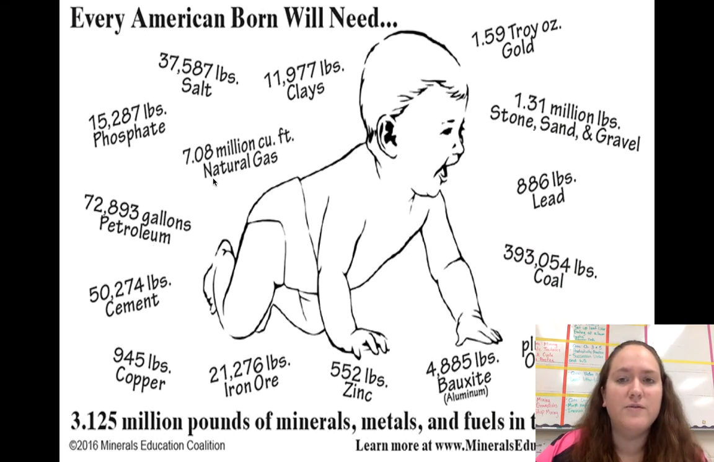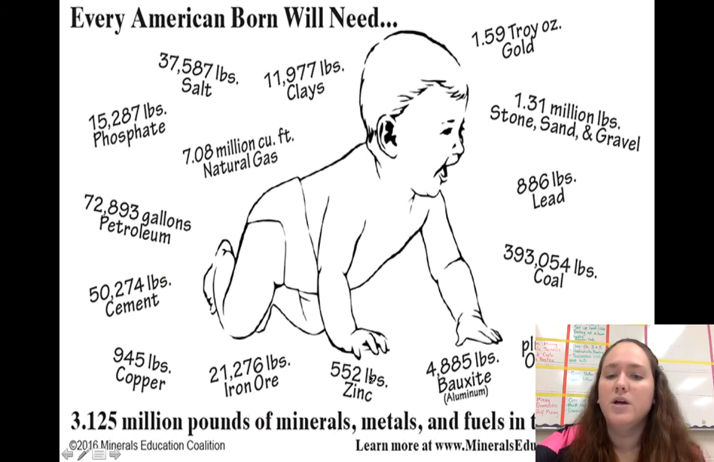So this is kind of an infographic showing you how much you use on average. So every American born will need, if we look at a couple of different things that we know about, almost 38,000 pounds of salt in your lifetime. Not only is that salt that you eat, but it's also salt that, for example, we put on roads when there's snow. We also use a ton of phosphate. We use 7.08 million cubic feet of natural gas, almost 1,000 gallons of petroleum, cement, copper, you name it, we use it. And this is not all that we use. And this number was given in 2016, and it kind of continues to go up.